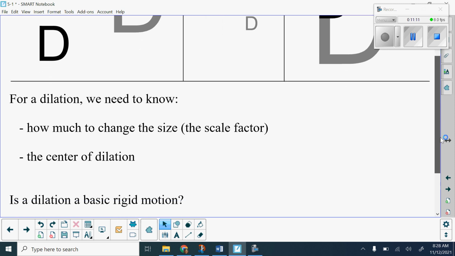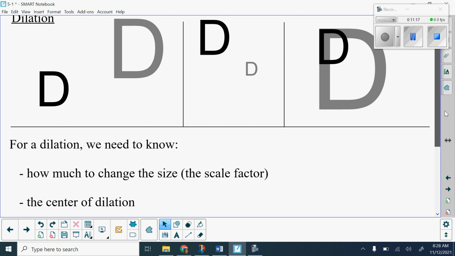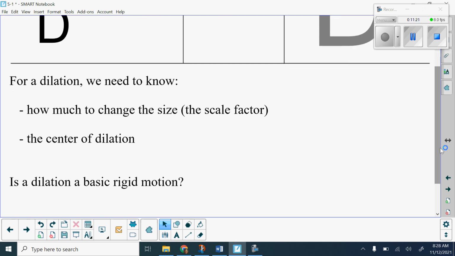So is a dilation a basic rigid motion? Absolutely not. It does preserve the shape or the angles, but it doesn't preserve the distance or the size. So no.